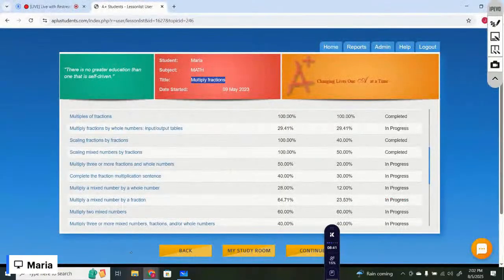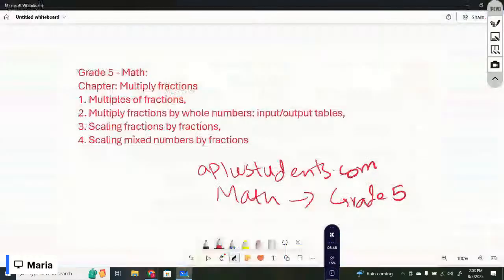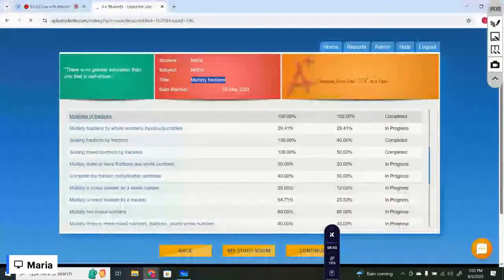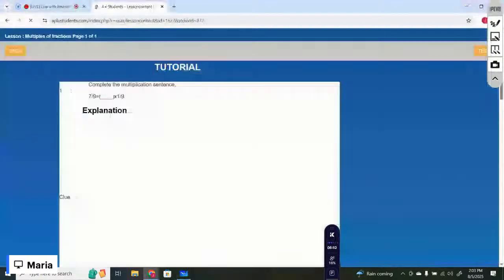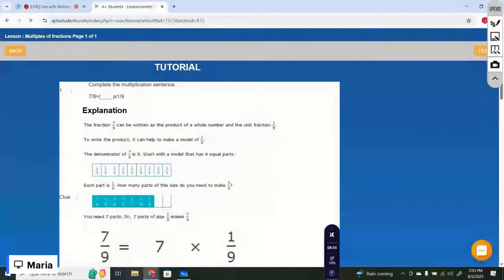So let's just start with the lesson that is multiply fractions. We are going to start with multiples of fractions. Complete the multiplication sentence. 7 over 9 equals the missing number times 1 by 9.